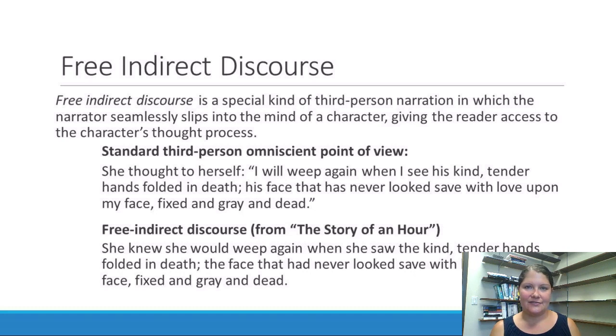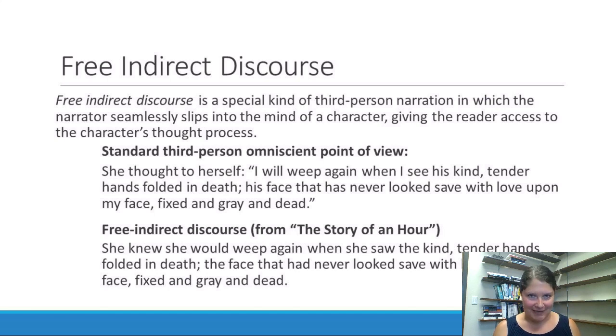So in this version of the passage, we have a clear distinction between the narrator's voice and Mrs. Mallard's voice. The narrator says she thought to herself, and then Mrs. Mallard is thinking to herself, in quotation marks, "I will weep again when I see his kind, tender hands folded in death," etc.